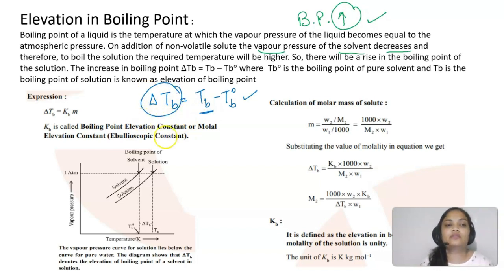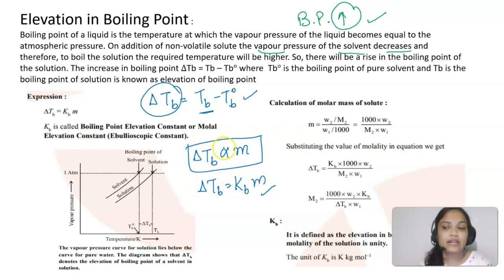Okay. And this delta TB is actually directly proportional to the molality of the solution. Okay. And for delta TB we will write it as Kb m. Now this Kb is the boiling point elevation constant or molal elevation constant. Okay, so as you can see from this graph, this is the boiling point of solvent, and this is the boiling point of solution, because now more temperature will be required to make it equal to the atmospheric pressure. So this is the elevation in boiling point.